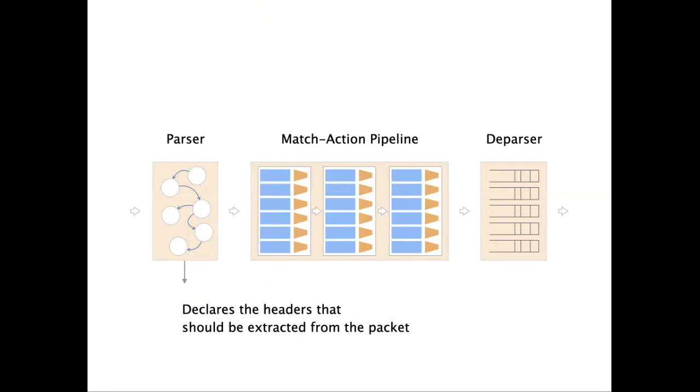It's simple, and most of the time it will be very similar. But of course, for some perhaps fancy application, you will actually need to change that. And that's where it will become interesting. So the parser declares the headers of the IP packet, or a packet in general, that you want to extract and do something about. Then there is the match action pipeline.